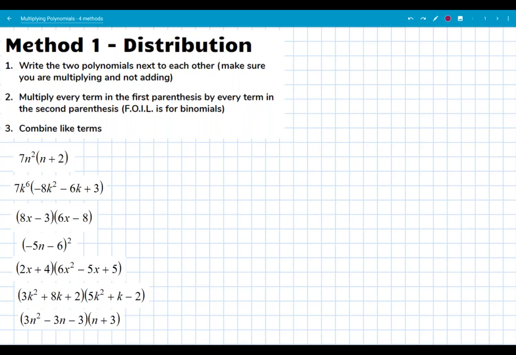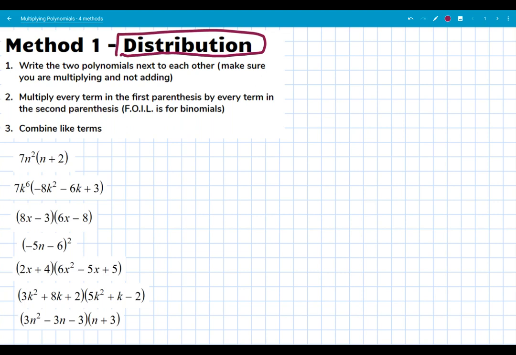Hello again. Today we're going to talk about multiplying polynomials, and I'm going to show you 4 different ways of doing it. The first 2 will be the keys, the main ones that people enjoy. The last 2 will be just for exploration purposes. The first method we're going to talk about today, distribution.